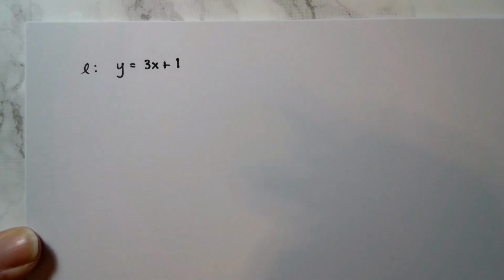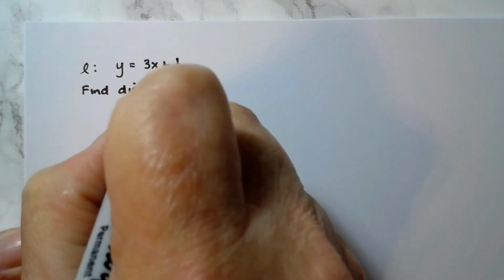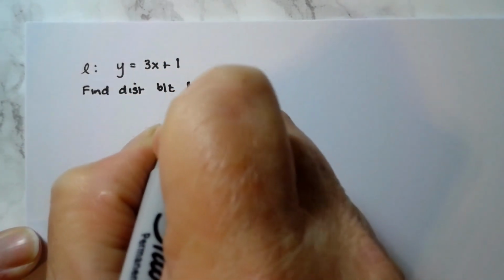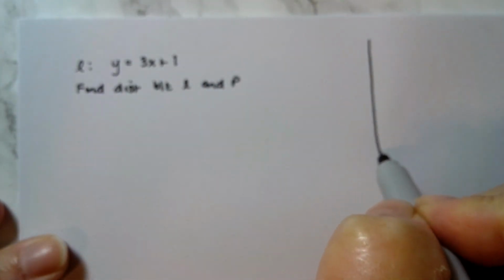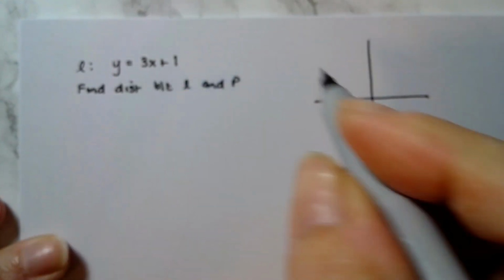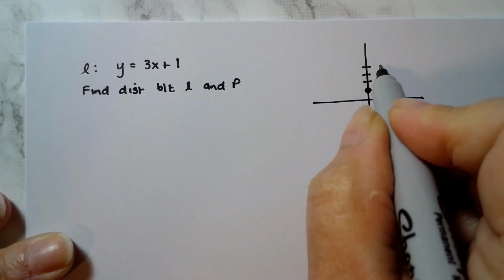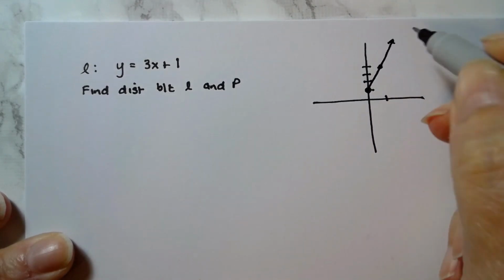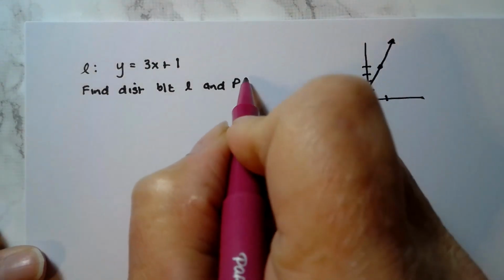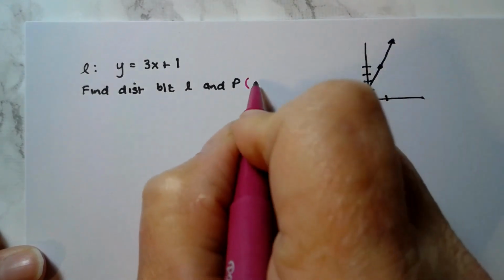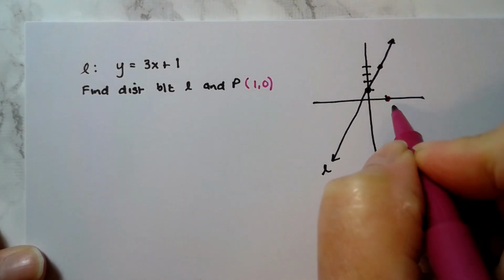Okay, and I want you to find the distance between the line L and the point, let me make one up here, I'm making this up as we go. So I'm going to graph this line, it has a y-intercept of 1, so I plot that, and then I go up 1, 2, 3, and over 1 to the right. So my line L looks like this. Right? So how about we use the point 1, 0. So here's the point P at 1, 0.